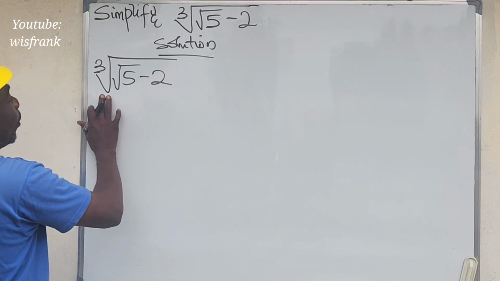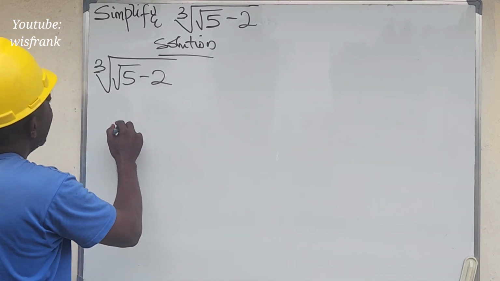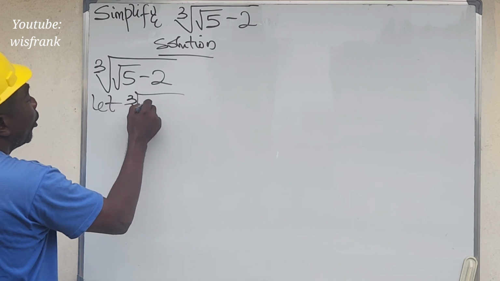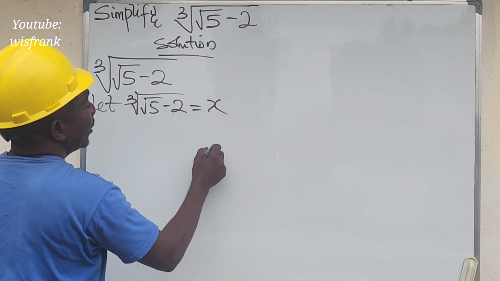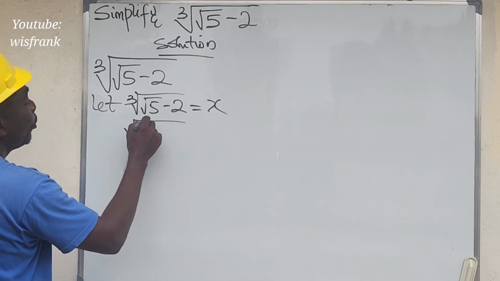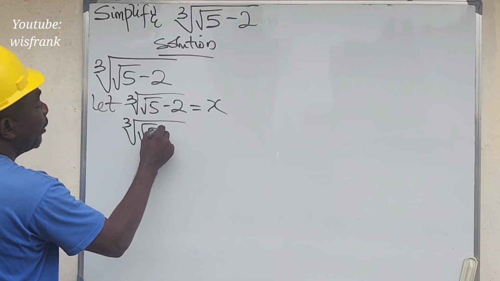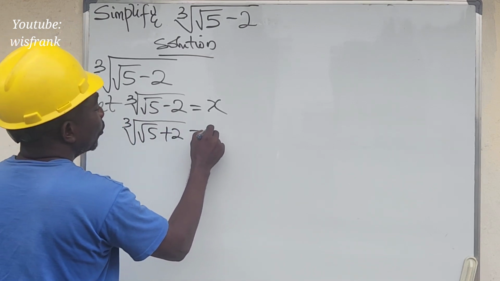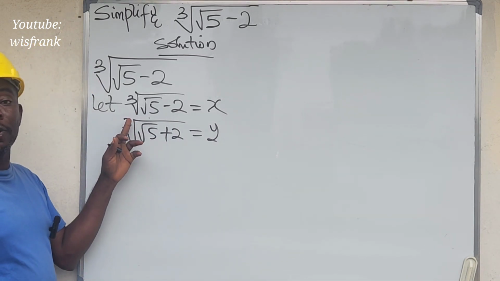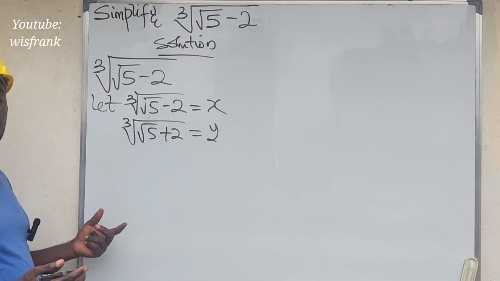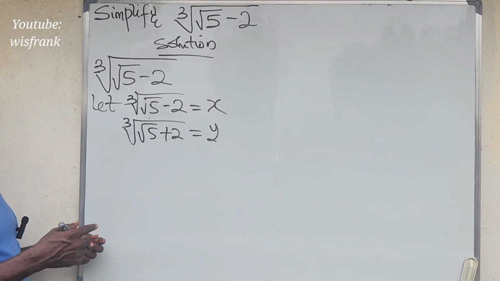So from here, when we have a question like this, we will say let cube root of square root of 5 minus 2 equal x, and also cube root of square root of 5 plus 2 equal y. What we are going to do next is clear this cube root. How do we do that? We introduce the power of 3 to both sides.